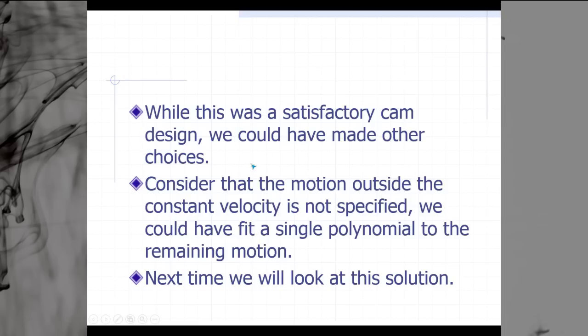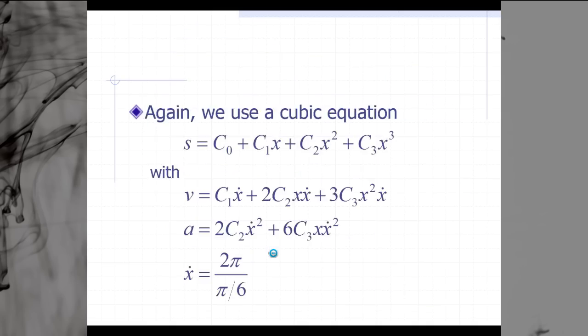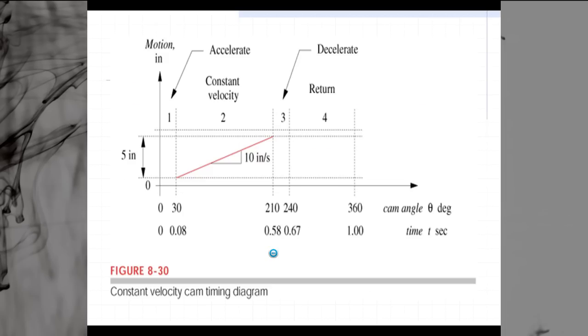While this was a satisfactory CAM design, we could have made other choices. Consider that the motion outside of the constant velocity is not specified. We could have fit a single polynomial to the remaining motion. So if we go way back to our profile here, if we had started our profile here with the constant velocity portion, we could have set one polynomial to do the constant velocity, and then the second polynomial could have brought us back ready to start again.